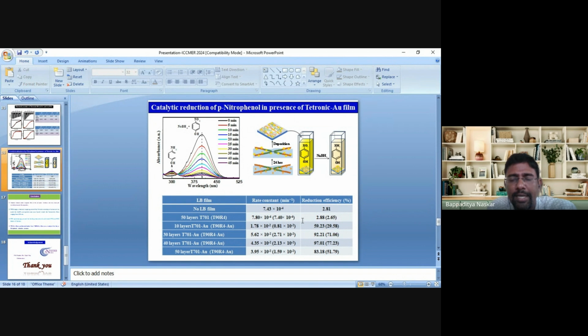This well characterized nanocomposite film we used for a catalytic reaction. We used a common reaction, paranitrophenol reduction, and we used the tectonic film at the bottom of the cell and monitored it by UV study. Here we actually used the multilayer film. With no LB film, the reduction in the presence of sodium borohydride has a rate constant of 7.43 × 10⁻⁴ per minute, and the reduction efficiency is very poor, 2.81. But with increasing layers, we saw the maximum efficiency at 40 layers, that is 97.01. But afterward it is reduced.